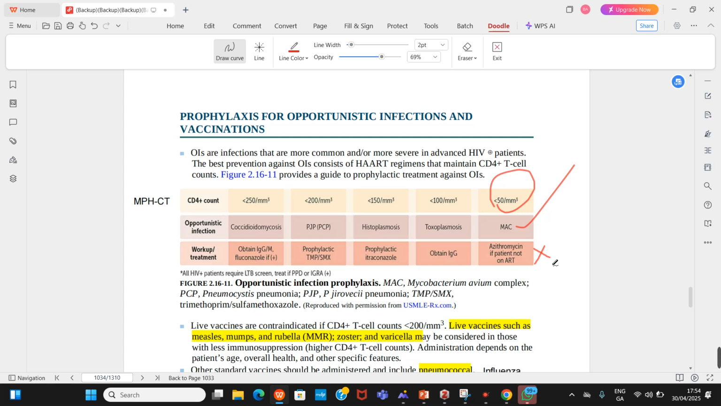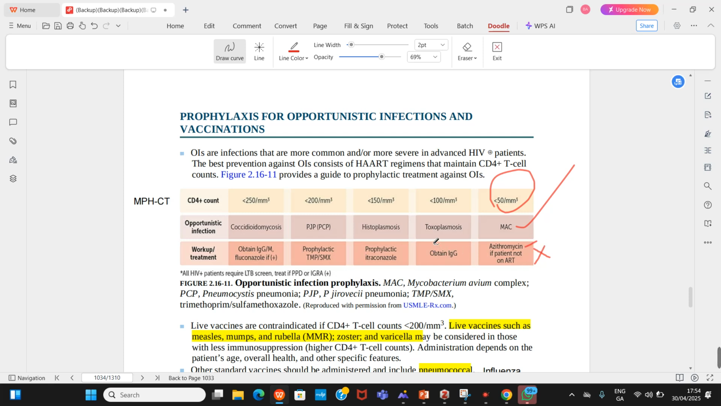And we know the rule for 100: if somebody is less than 100, it has to be toxo. If somebody is less than 200, it has to be what? Pneumocystis. The ones we are now left with are 250 and 150. So 250 is for coccidioidomycosis, while 150 is for histoplasmosis. Now, for the MAC, I've said it. Once the person is on HAART, don't give azithromycin again.